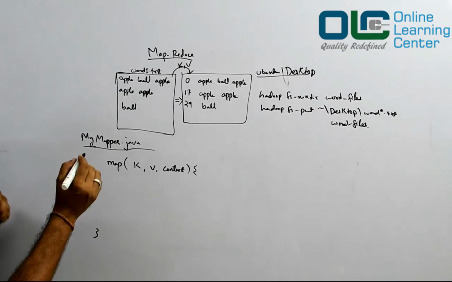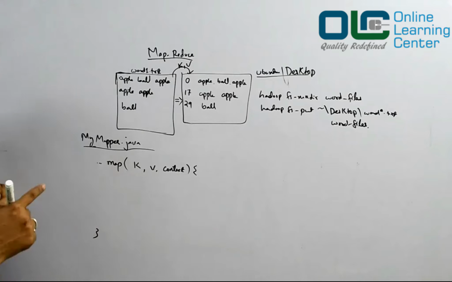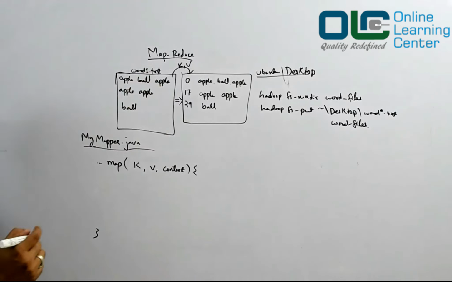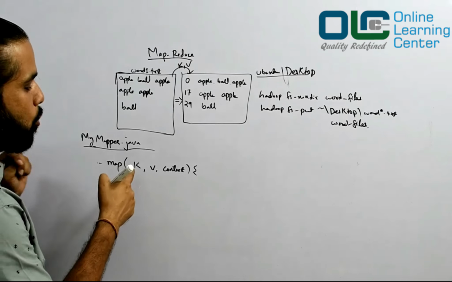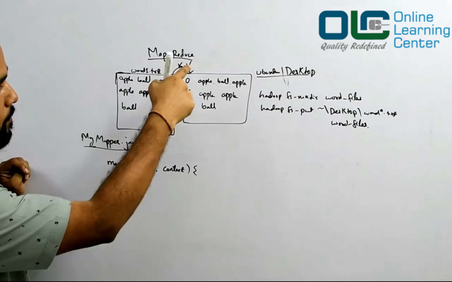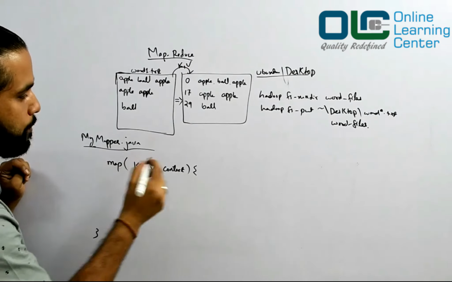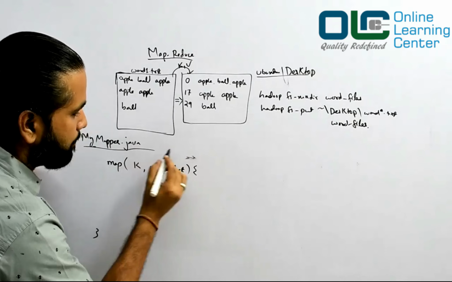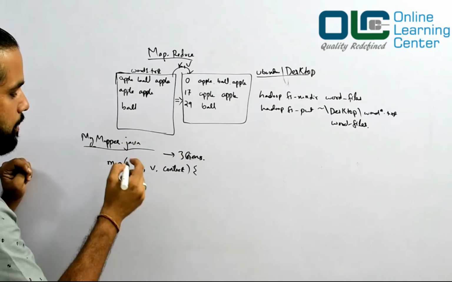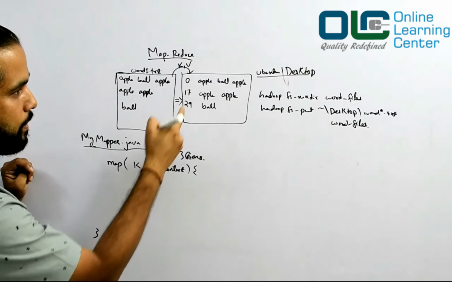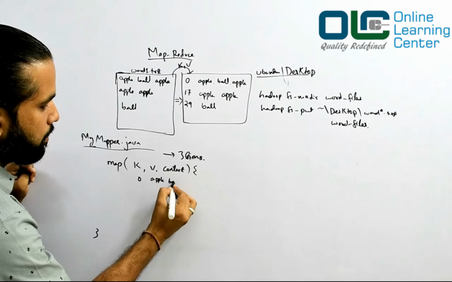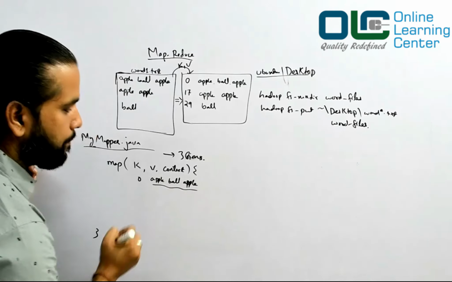Now, this map method is called within a loop, and every time it will pick one key and one value. As per my input file, this map method would be executed 3 times. First time your key would be 0, and this V would be apple, ball, apple.